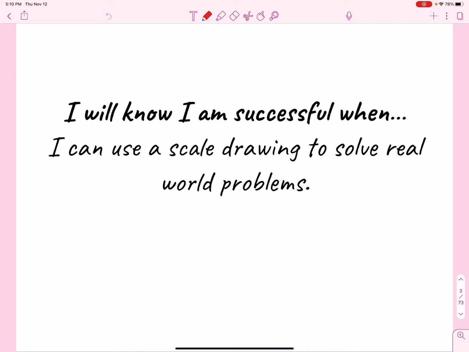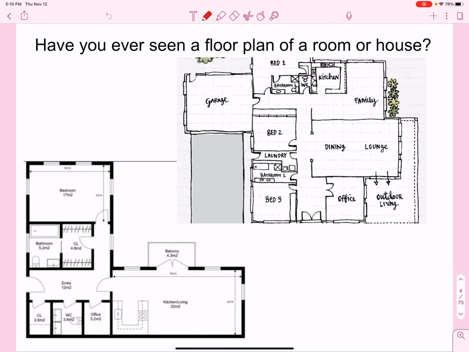Hello class, one of the things I want you to be able to do today is tell me how we're going to use a scale drawing to solve real world problems. So have you ever seen a floor plan of a room or house? Maybe when a parent was looking at apartments, or maybe you were thinking of doing some changes around your own home.